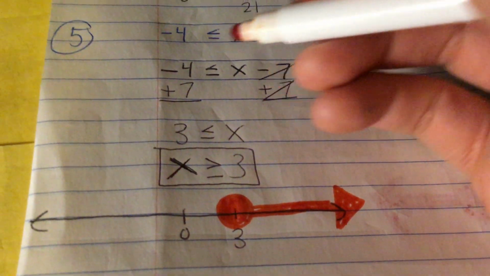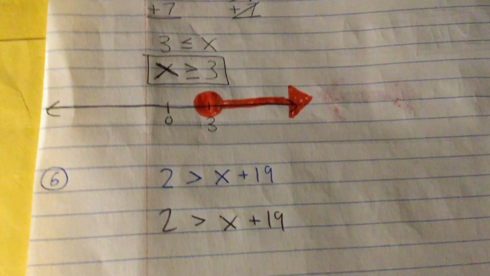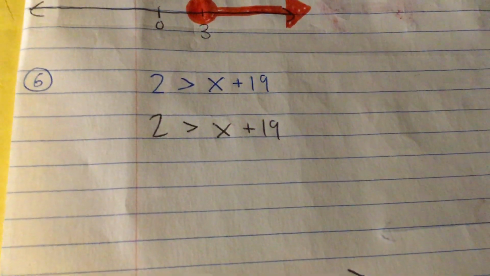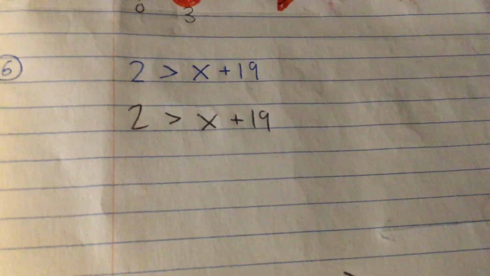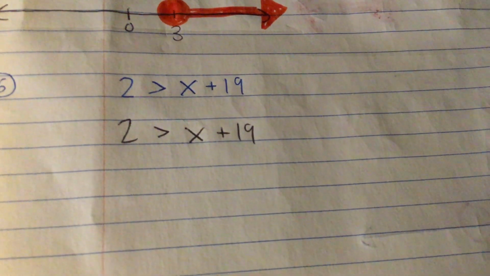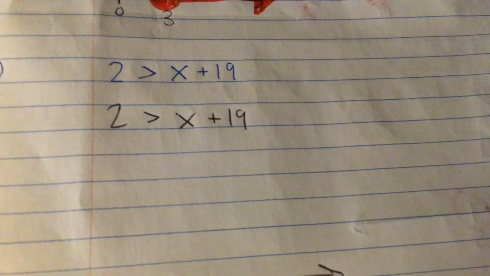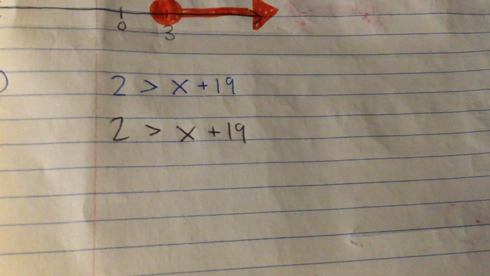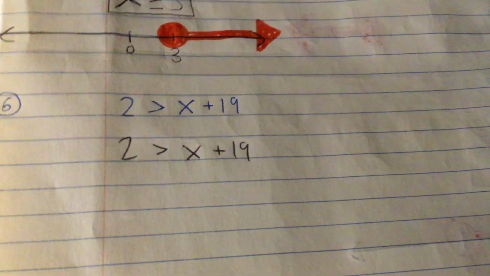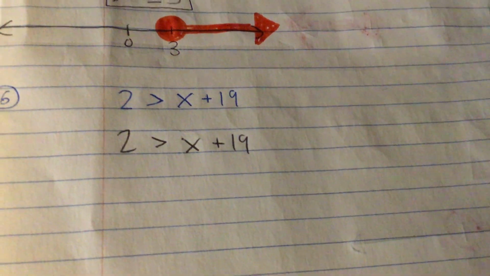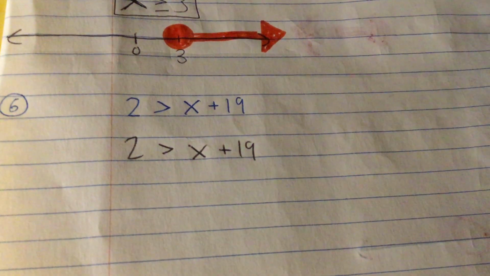-4 is actually greater than -5. All right, number 6. 2 is greater than x plus 19. Oh boy. How do I do this one? Okay, well, I've got x on the right side, so that makes me nervous, but no matter.